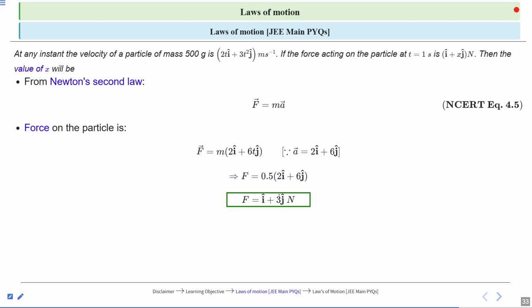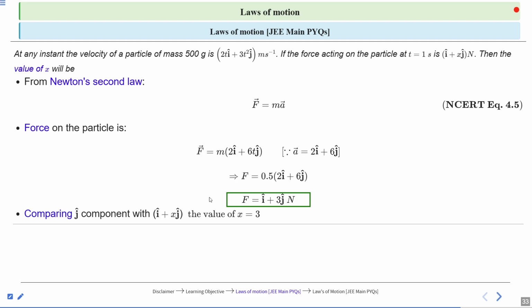But here we have to find the value of x. So comparing the j cap component, when we compare i cap plus x j cap with i cap plus 3 j cap Newton, the x is 3. So we can say the value of x is equal to 3.